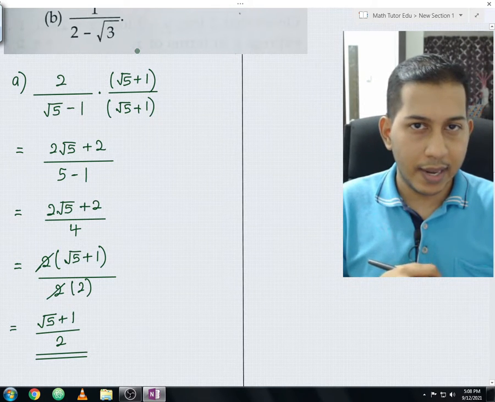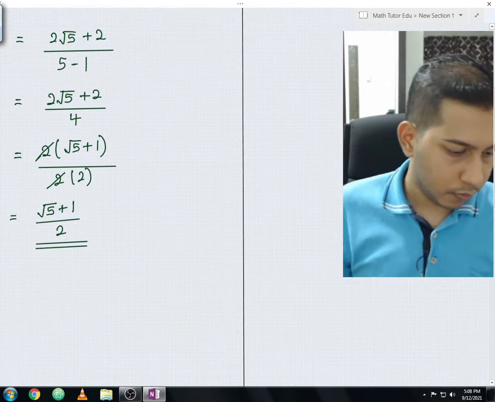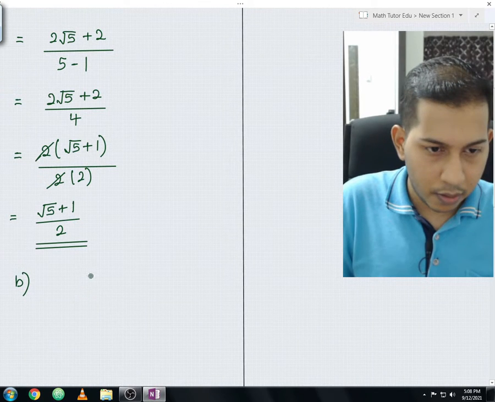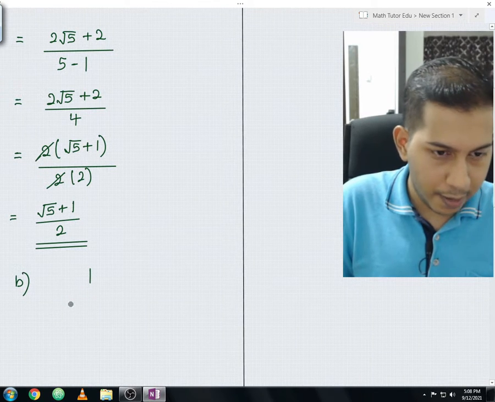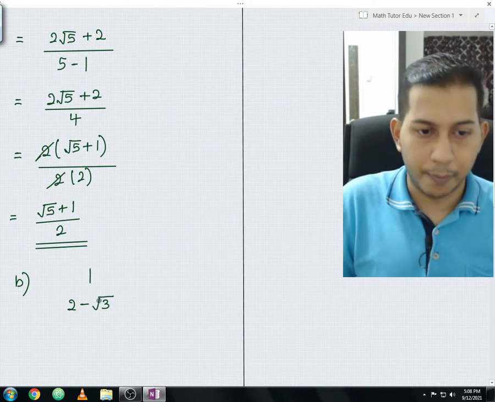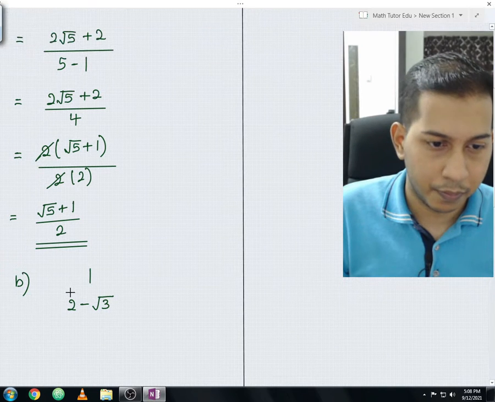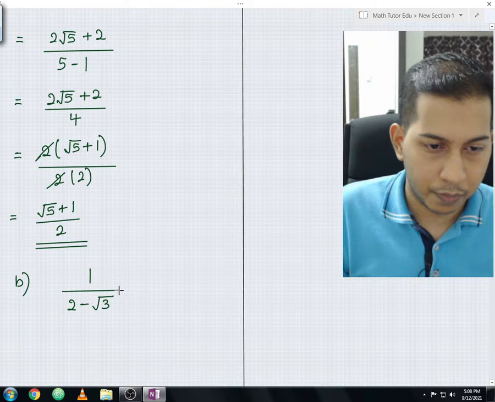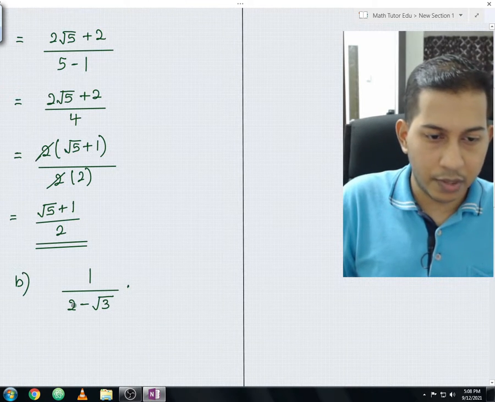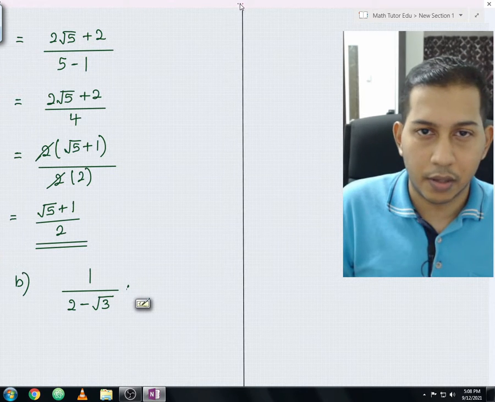So without further delay, let us move on to the second example for the question part B. For the question part B, 1, and then you divide with 2 minus square root 3. Let me underline the fraction. Similar concept, you times with the conjugate for the denominator and the numerator. Let me just draw a fraction line.